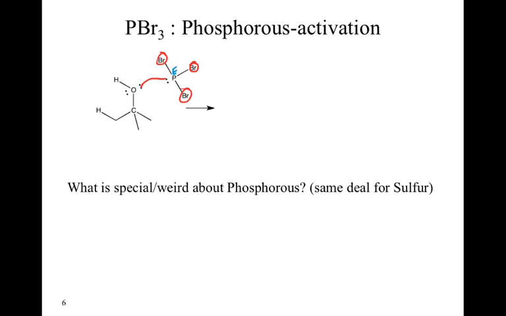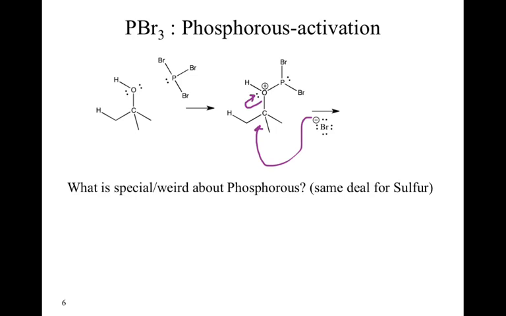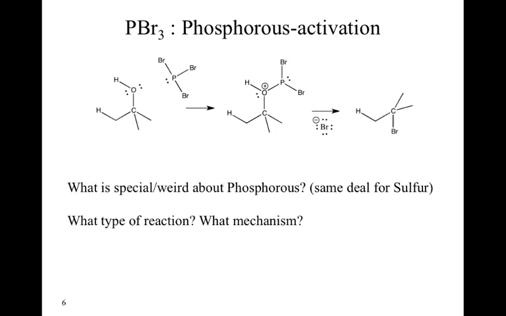That then means our oxygen, just like with our thionyl chloride, can attack our phosphorus, kick out a leaving group, and we can end up forming a very similar intermediate as we did with the thionyl chloride. This, again, with our bromide, can now come in, backside attack, and kick out our good leaving group, and we end up with our product. The big result here, this is also SN2 all the way. You get inversion of stereochemistry.